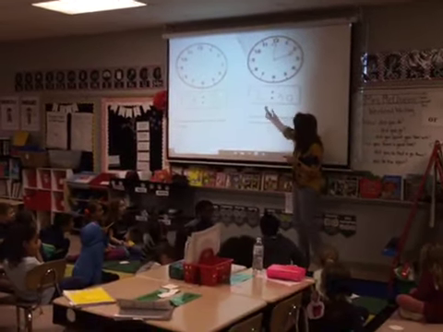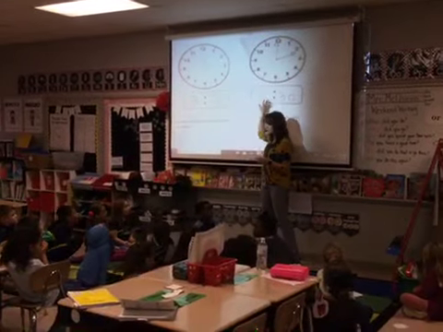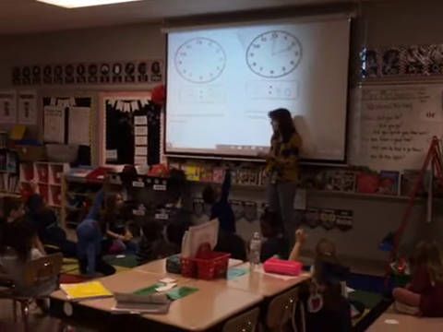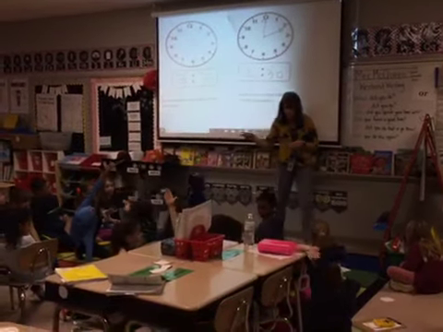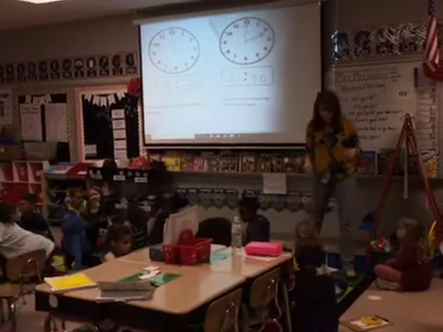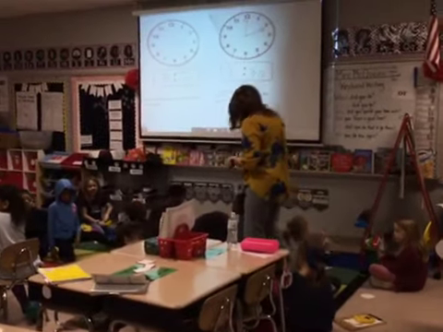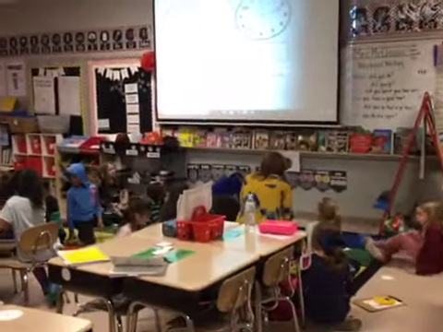Which one of these clocks here on the bottom shows 2:30? And why and how do you know? Turn it to your partner. Last question. How do you know? Turn it to your partner. How do you know? Why is the one on the left not right?